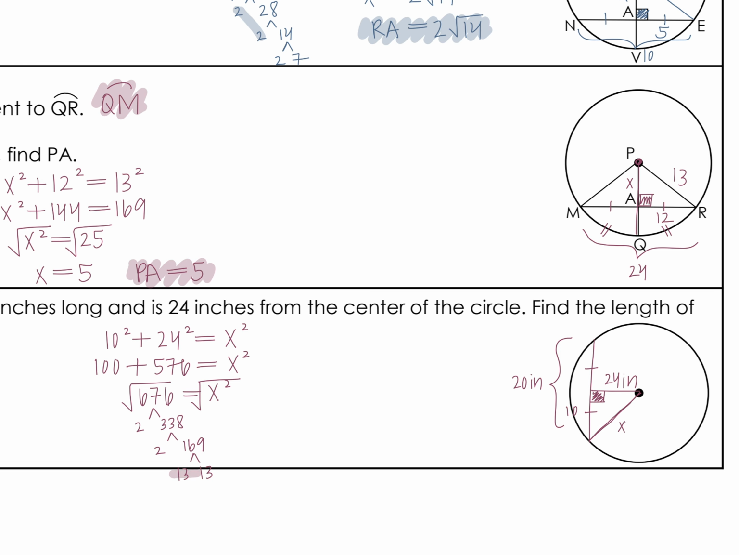And so I'll have a pair of 13s I'll pull out with a pair of 2s. And so we'll have 2 times that 13, which will give you 26. And therefore the radius is going to be equal to 26 inches.